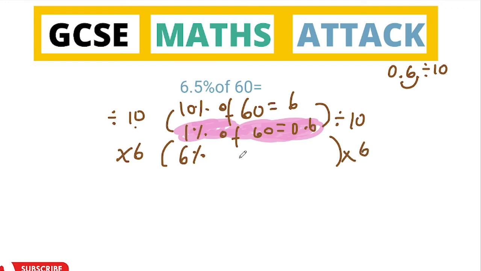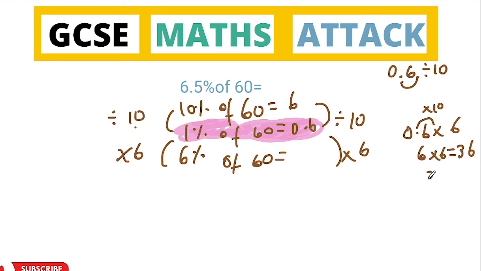0.6 times 6 we need to work out. So I've got 0.6 times 6. I'm going to move this to the right, so times that by 10. Later on I need to divide by 10. That's 6 times 6, which is 36. Then I'm going to divide by 10 because we times by 10. So that will give me 3.6. I know that 6% is going to be 3.6.